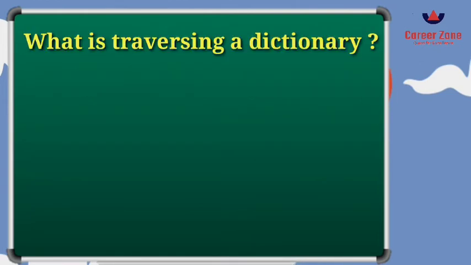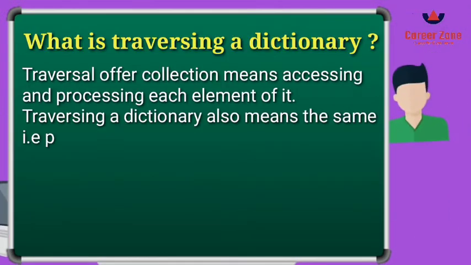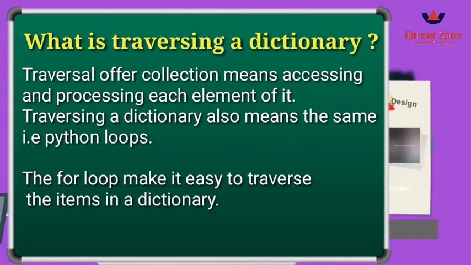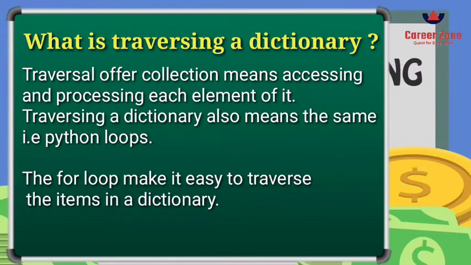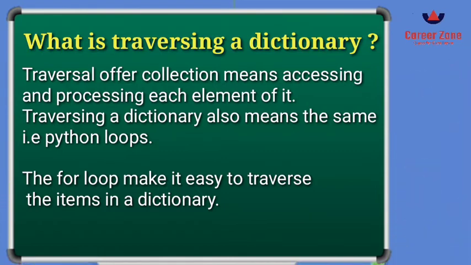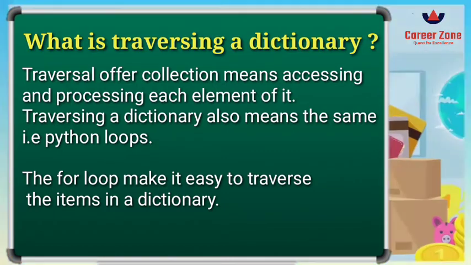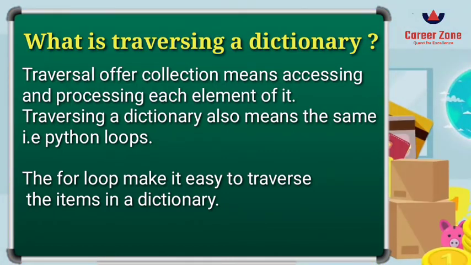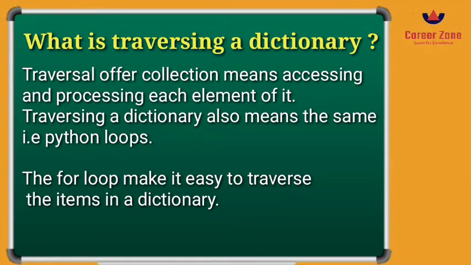So today in the dictionary chapter we are going to learn about traversing a dictionary. Traversing basically means traversal of a collection, where we access and process each element of it, like we were doing in looping. So traversing a dictionary also means how we can access each element of the dictionary using a loop.